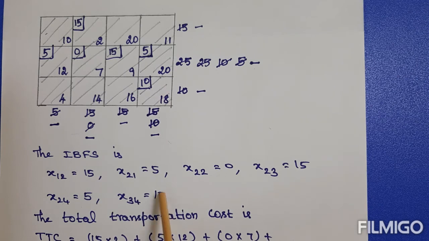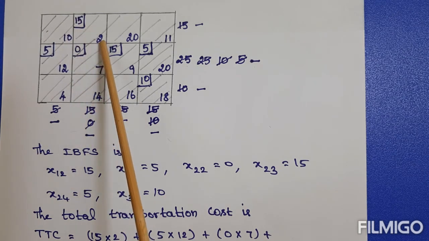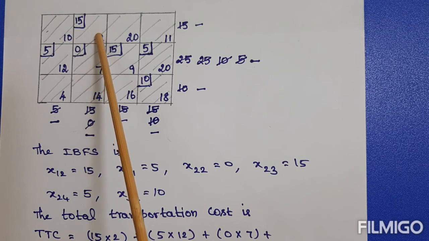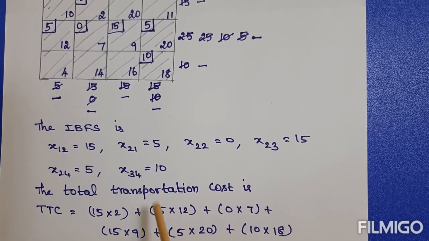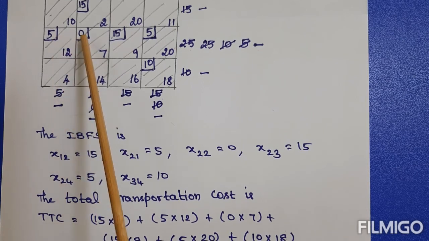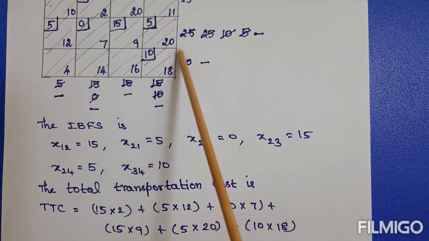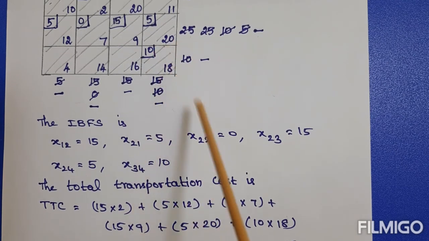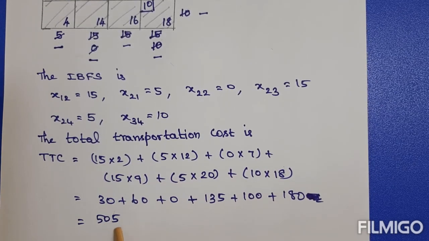Now we calculate the total transportation cost. This is the allocation and this is the unit cost. We multiply these two and add all of them, then we get the total transportation cost. 15 multiplied by 2 plus 5 multiplied by 12 plus 0 multiplied by 7 plus 15 multiplied by 9 plus 5 multiplied by 20 plus 10 multiplied by 18. After simplifying these, we get 505 as the total transportation cost.